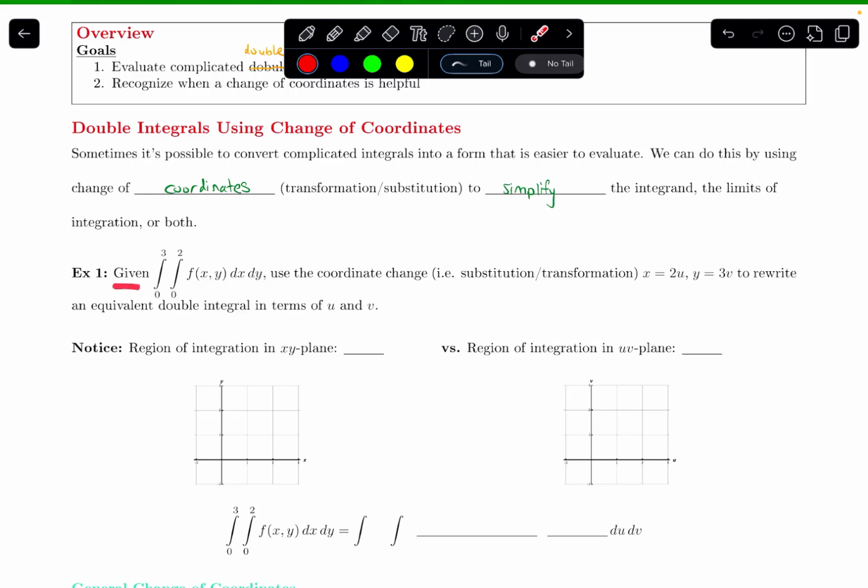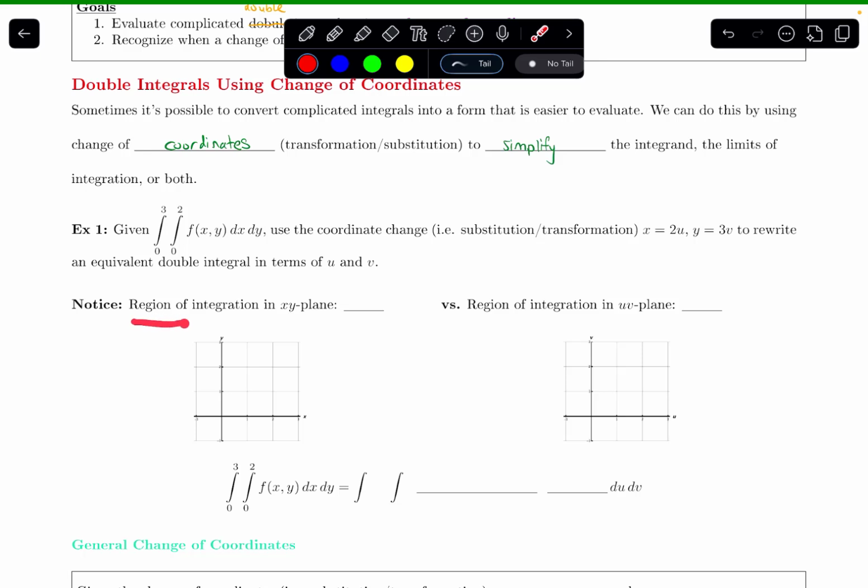So let's say that I'm given the following double integral, and I want to use the coordinate change, meaning I'm going to substitute by letting x equal 2u and y equal 3v to rewrite this double integral in terms of u and v. So first off, the region of integration that I have here, the inner integral has a dx, and x goes from 0 to 2. The outer one is dy, which goes from 0 to 3. So because those are all constants, this is a rectangle. So x goes from 0 to 2, y goes from 0 to 3.